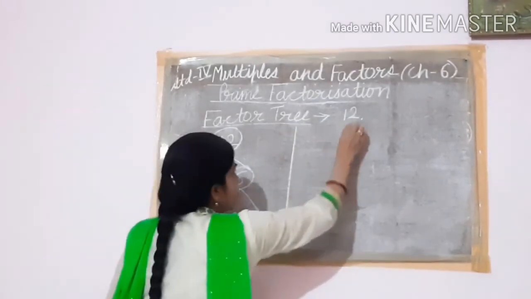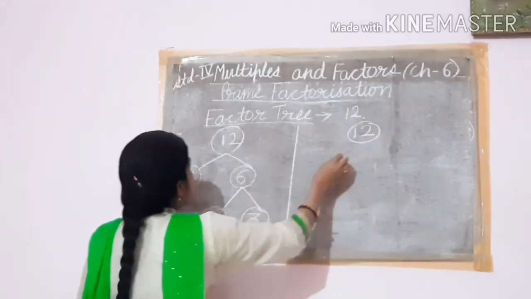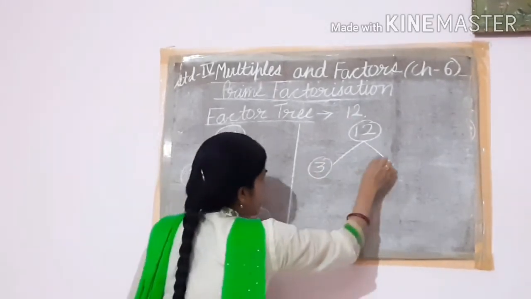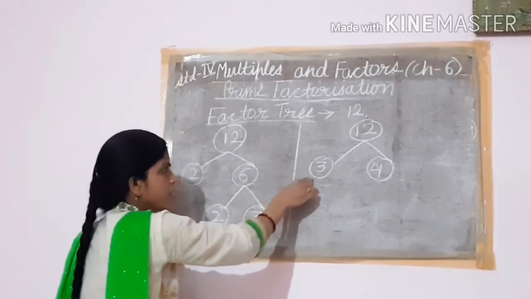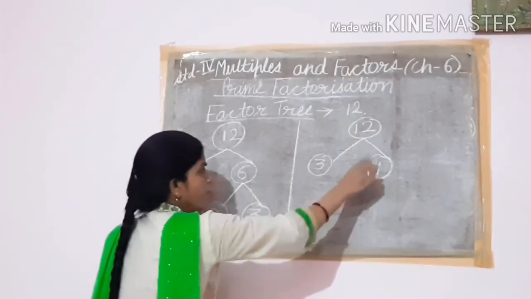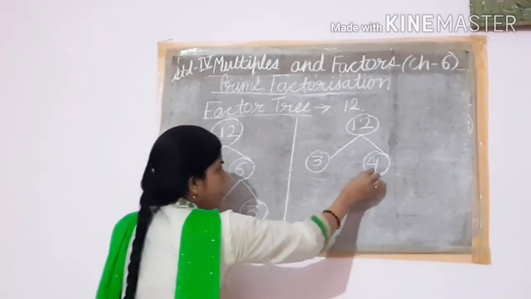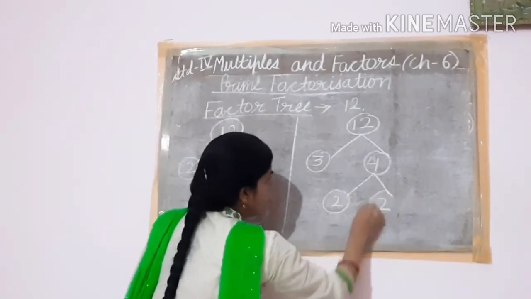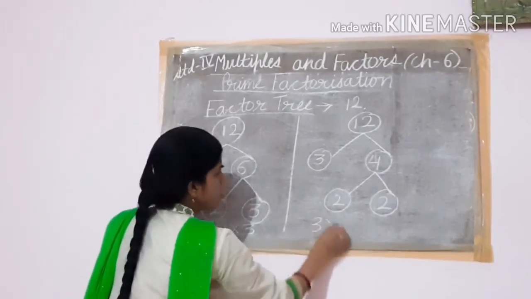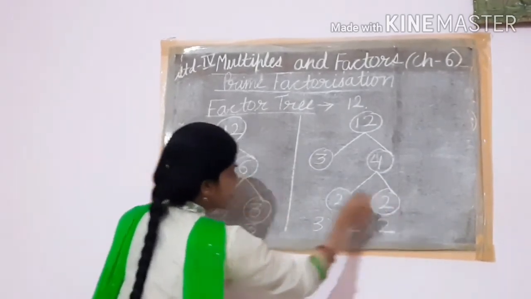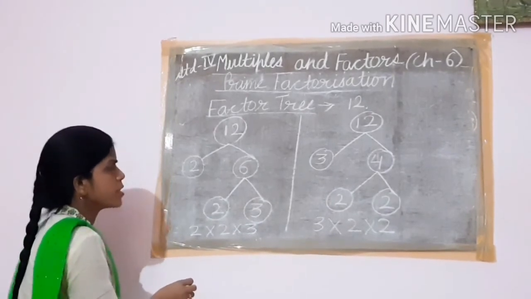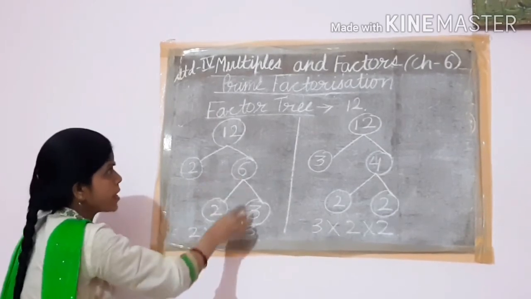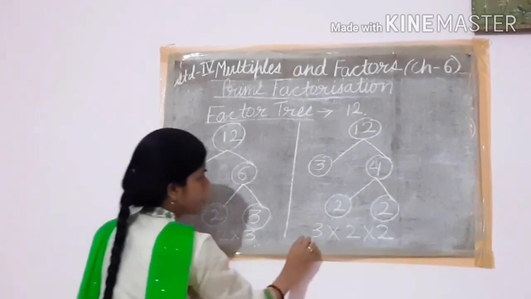Another way we can do it is by taking this 12, with factors 3 and 4. Here again 3 is a prime number, but 4 is a composite number. So I have to find the factors of 4. Now 2 2s are 4. So here also 3 multiplied by 2 multiplied by 2. So always, children, with this prime factorization method, the factors always come the same.